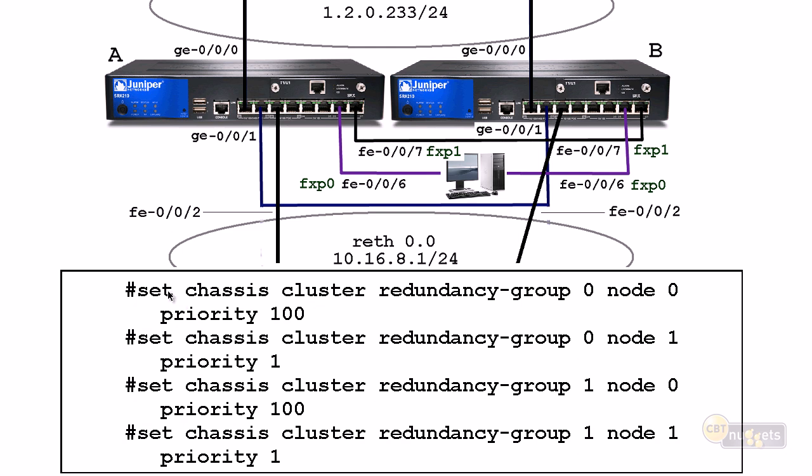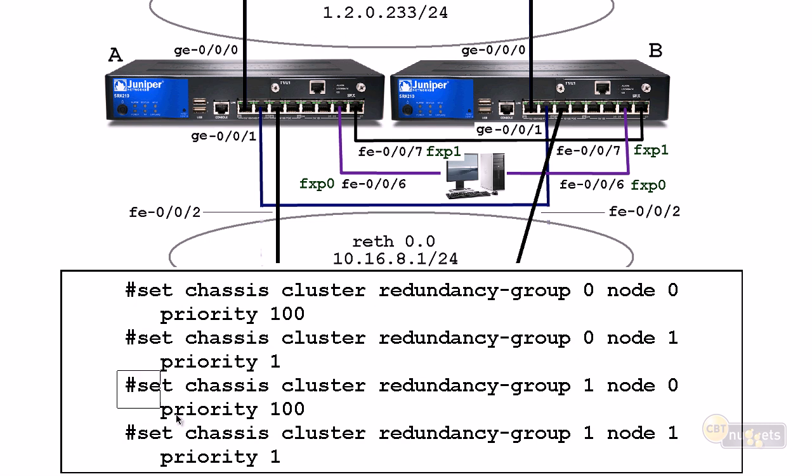So obviously, since node 0 is going to be the primary device, we're going to give it the highest priority. The first command is to set the chassis cluster redundancy group 0, in other words, the routing engine, on node 0 with a priority of 100. So we're going to be using this routing engine. Then we'll set the chassis cluster redundancy group 0 for node 1, which is over here. We'll give that a priority of 1, the lowest priority. So we're going to be using this as our backup routing engine. Then redundancy group 1 is for our interfaces.